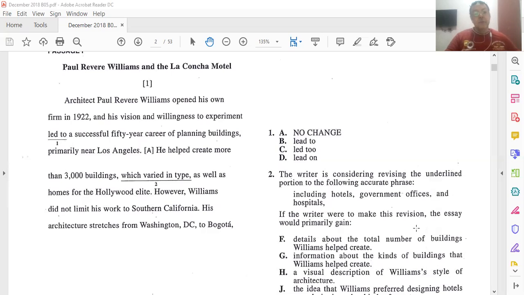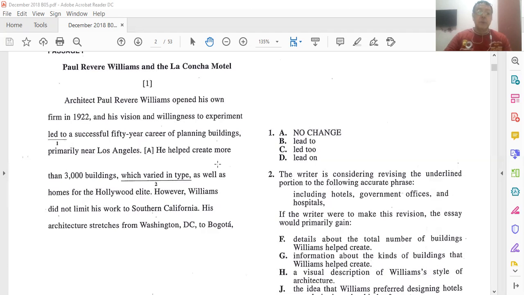Today, we would like to do some ACT English section test questions together. So, without further ado, let's share the PDF. Right. Today, we're going to do a passage entitled "Paul Revere Williams and La Concha Motel."